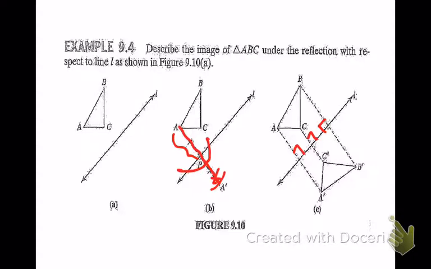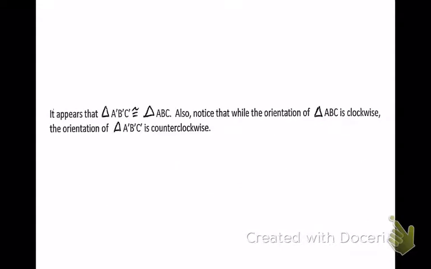Ready to go on? Okay, so that's reflecting across a line. It appears that A prime, B prime, C prime is congruent to ABC. Also notice that while the orientation of ABC is clockwise, when you reflect it, the orientation of A prime, B prime, C prime is counterclockwise. So a reflection does not preserve orientation.